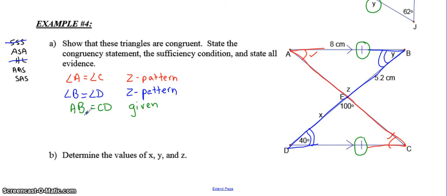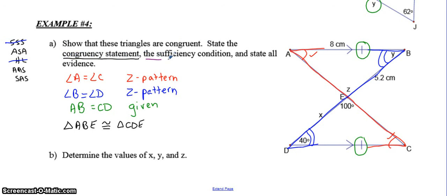So that is showing that the triangles are congruent. To state the congruency statement, that means we're going to say that triangle ABE is congruent, that's your congruent symbol, to triangle, and you need to get the letters in the right order. We want A, B, E. So red, blue, nothing. So red, blue, nothing. So you have to write C, D, E. So that is the congruency statement.